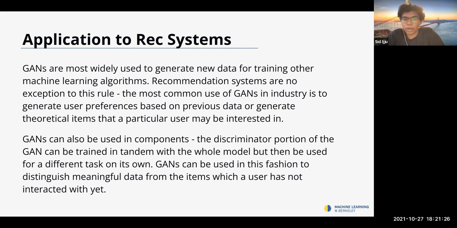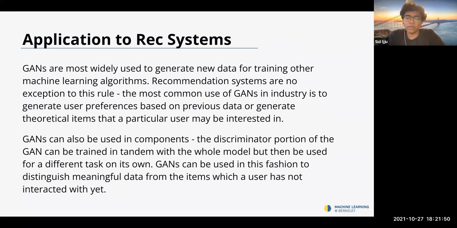One interesting factor in a GAN is that they can also be used in components. This is similar to the concept I was talking about earlier about the autoencoder, where since each network is sort of like a separate component, you can separate them and use them differently. The same thing applies to GANs. So you can use the discriminator portion of a GAN for a different task on its own.